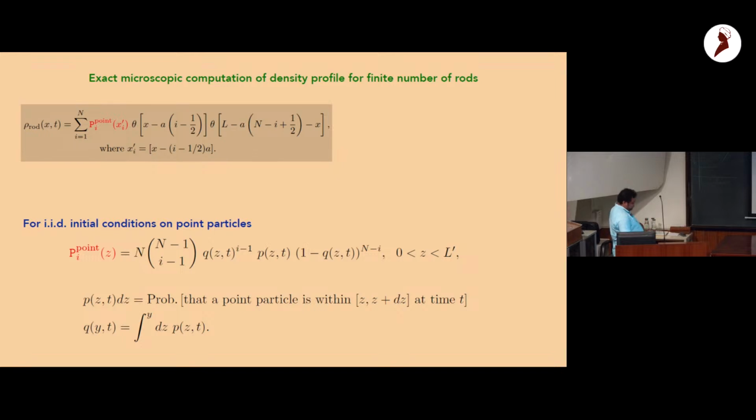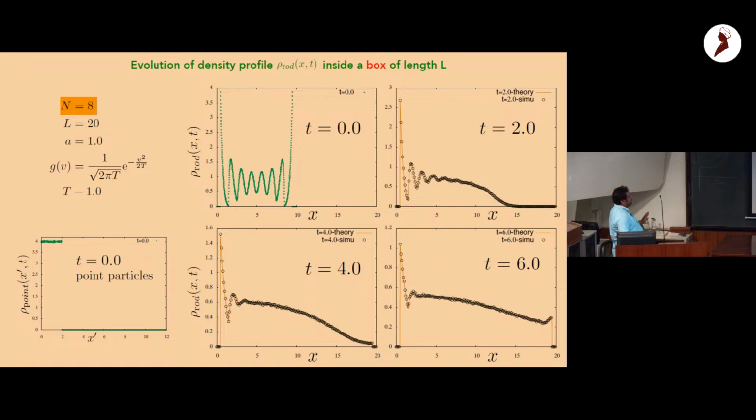We did this, and one can see that it actually works very well, even for any finite number of rods. So this is the initial condition for point particles. We put the point particles initially in some fraction of the box uniformly, and the corresponding density in the hard rods looks like this. And then we let them evolve. It evolves, and we see that the theory and simulation match very nicely.